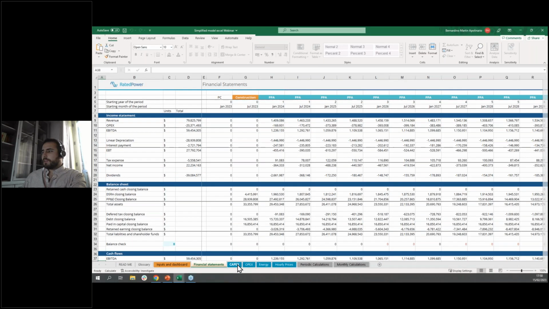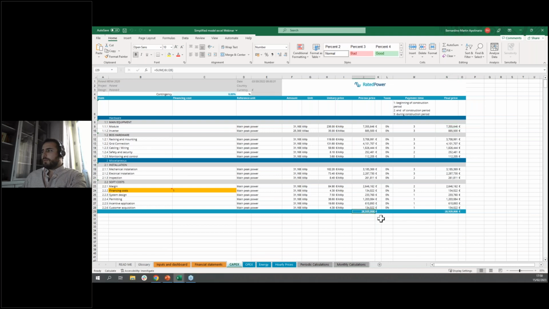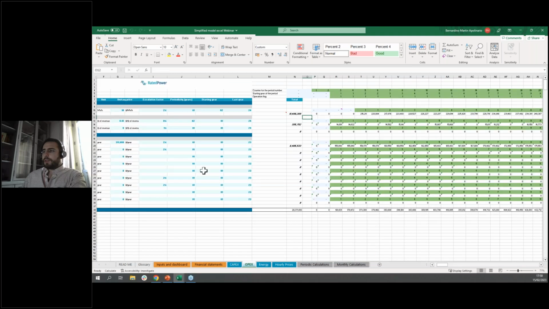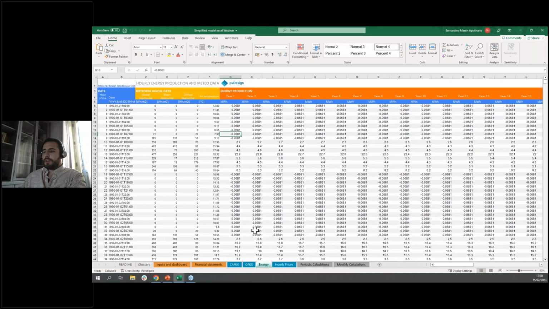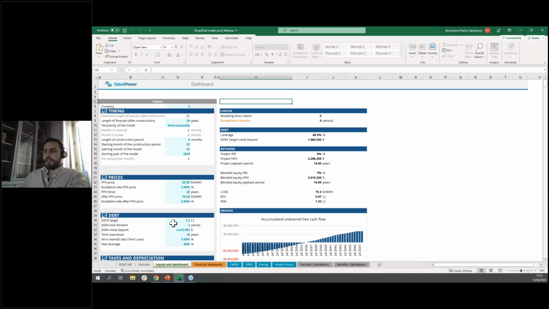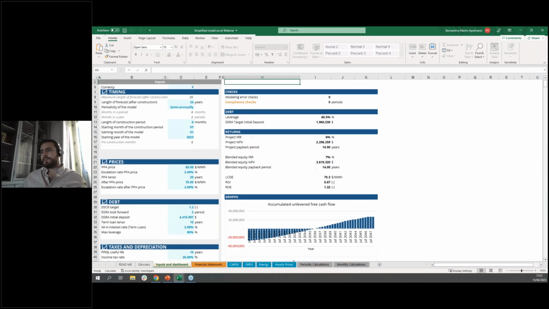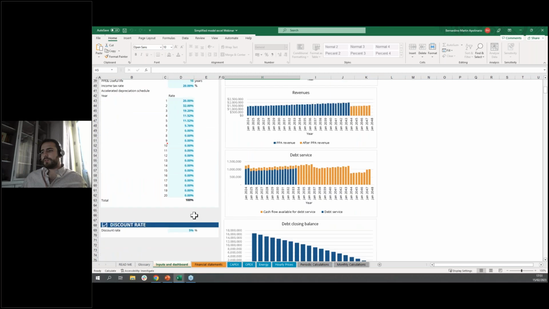So here we can go to CapEx, and here we have the total value. And this total value is the one that is going to be used to estimate the total debt that we need to get from the bank and the equity investors. And once we have these two values, we can also have an OPEX tab, for example, and we define some hourly prices as we have an hourly energy model. And with all these inputs, we can, for example, generate this financial model with some results.